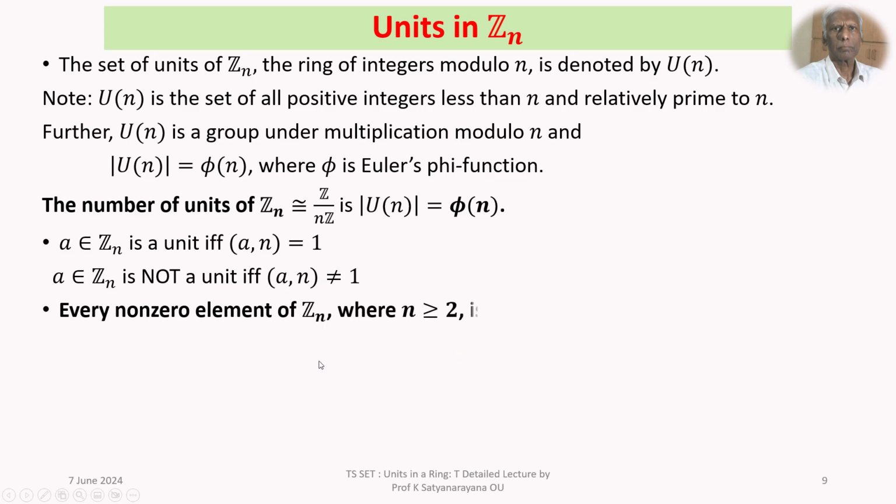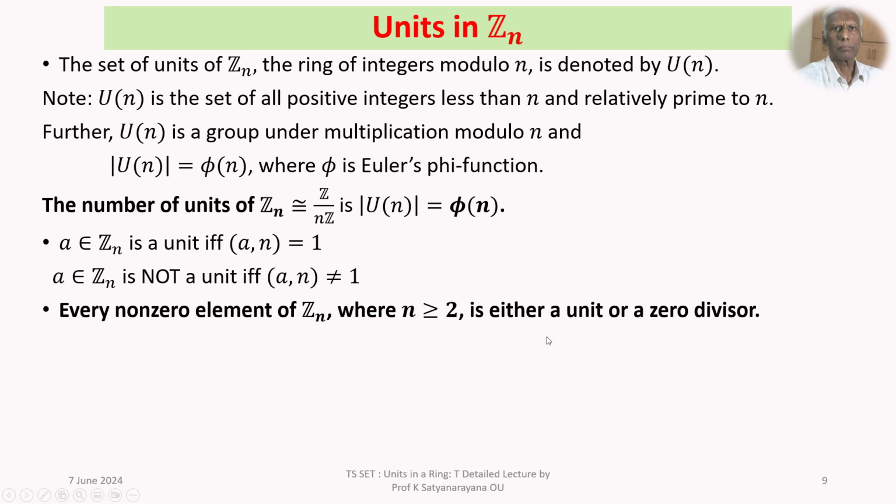So, in Zn we have this property. In Zn, not in any ring, every non-zero element of Zn, where n is greater than or equal to 2, is either a unit or a zero divisor. This is a very important result, but this is not true in general in rings. We have already discussed that. The counterexample is Z under plus and dot.